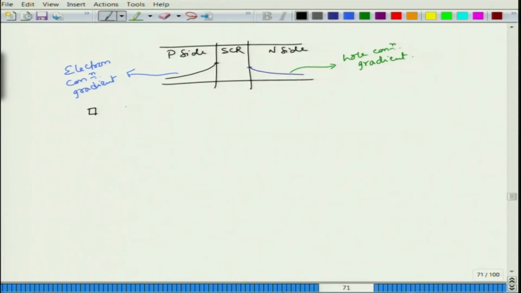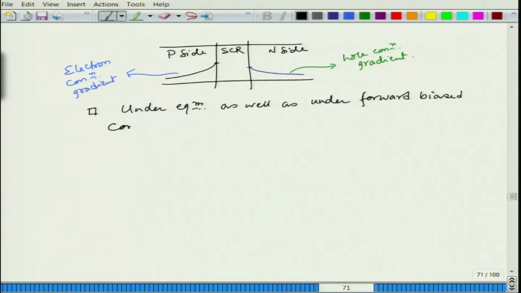So, under forward bias condition, recombination happens with some characteristic lifetime.